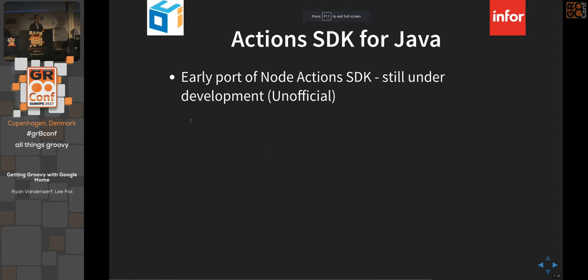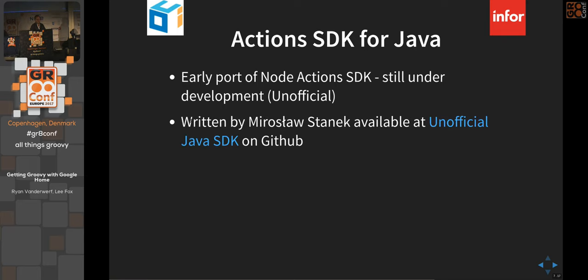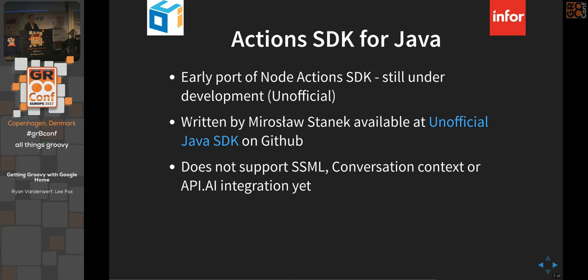So two ways to do that. There's an Action SDK for Java. This is an early port of the Node SDK, because Google only technically supports Node as their SDK. That's the only thing they've developed that they give you. This guy, Mirkoslav Stantek, made an unofficial port of that on GitHub, and that's what I've been using for the demo here, and I'm wrapping that in Grails.